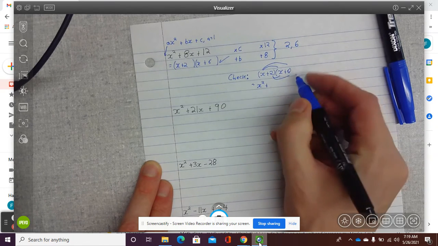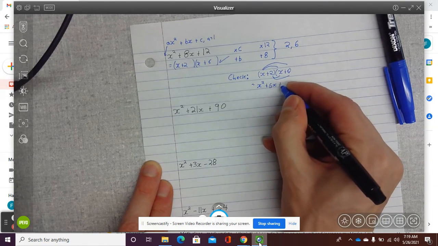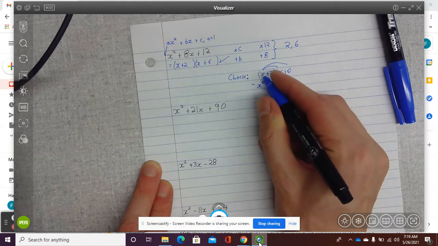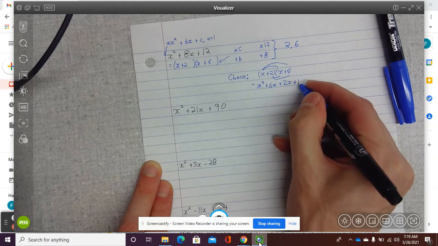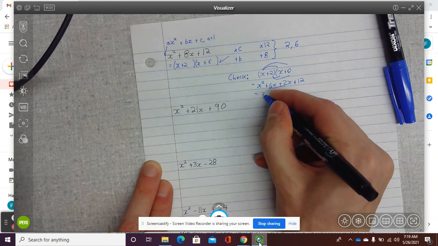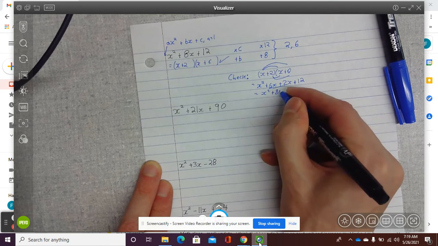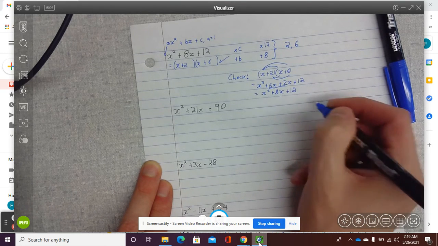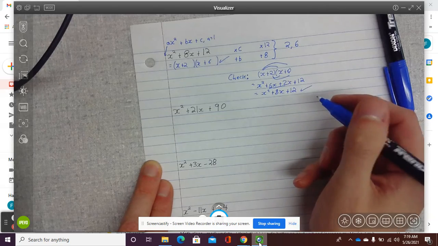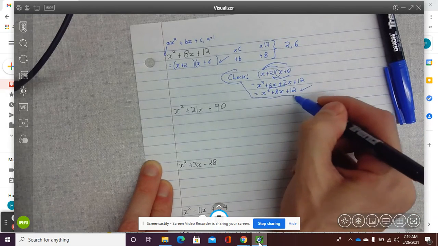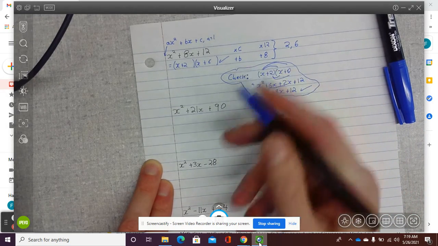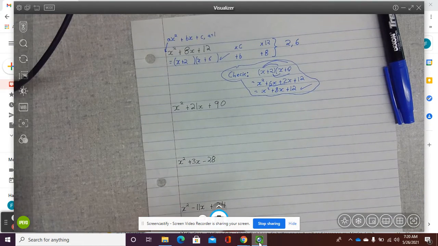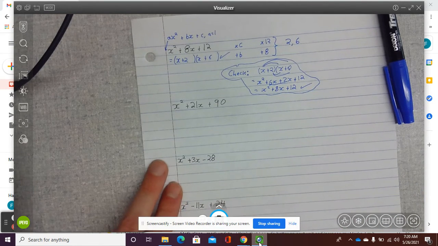Then I'd have outside, x times 6 is 6x. Inside, x times 2 is 2x. And then last, 2 times 6 is positive 12. And then I collect. So this should be pretty familiar to everyone by this point. And I'm back to where I started. You can always check any factoring question by expanding and vice versa. We're learning how to go forwards and backwards.